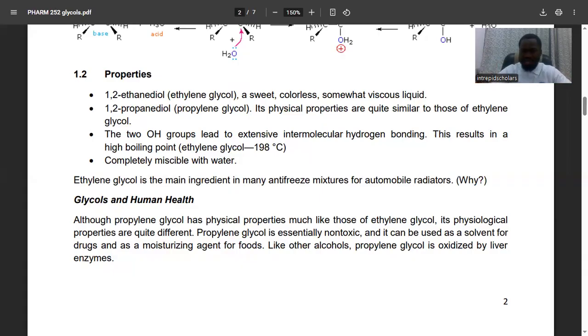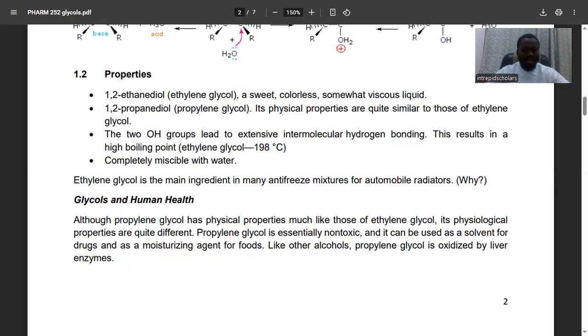We also add it to antifreeze because we want to increase the boiling point of water, which it does for us, so that when we are moving in very hot weather, or when the engine heats up, water will not evaporate. So these two properties are the reason why we use ethylene glycol in an antifreeze mixture, because it can decrease the freezing point and increase the boiling point, the dual property.